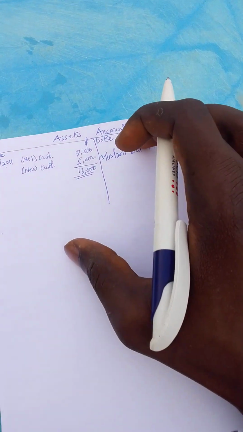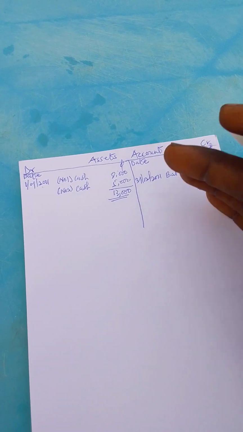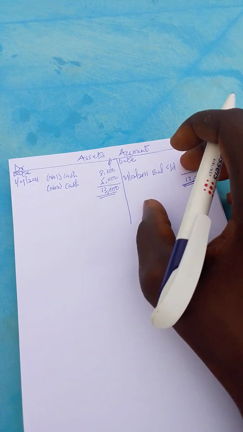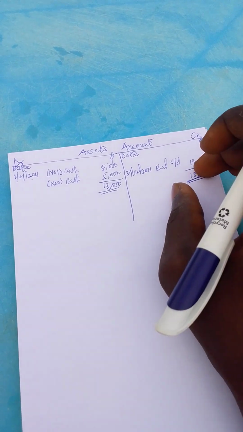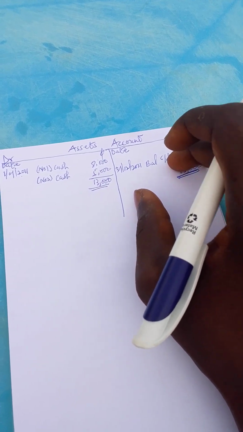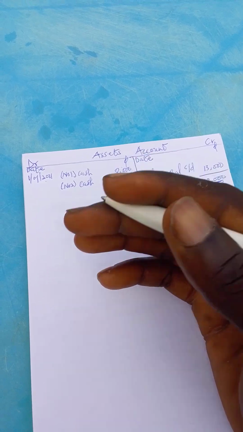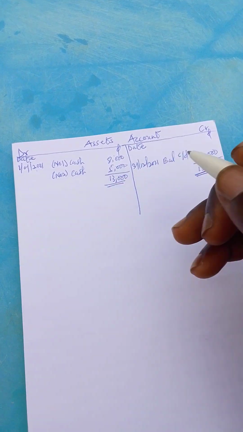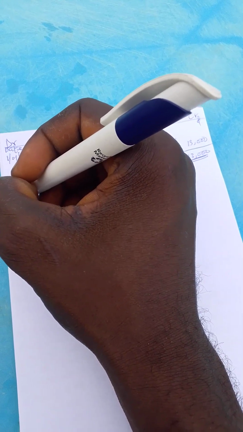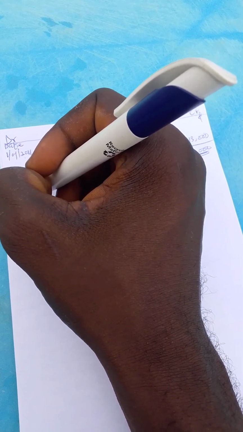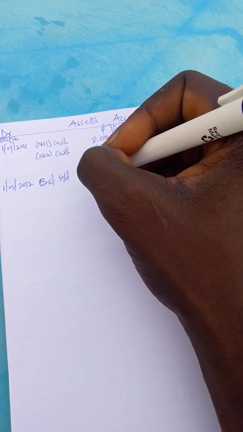So now we are done with the first year that the asset was bought, which is 2011. So since we have introduced balance carry down, we have to carry the amount or the total asset that we had to the next year, which is going to be 2012. So the balance brought down is going to be 1st of January 2012. Balance brought down 13,000.